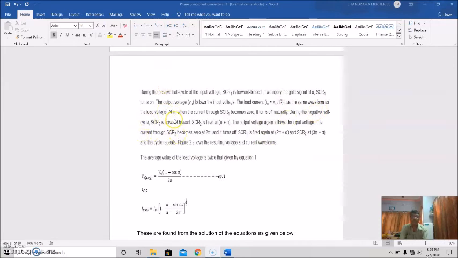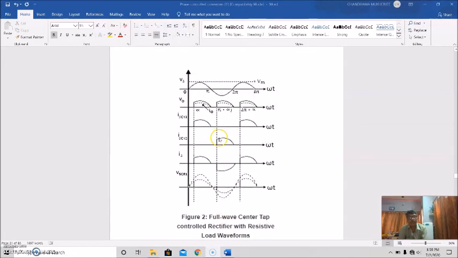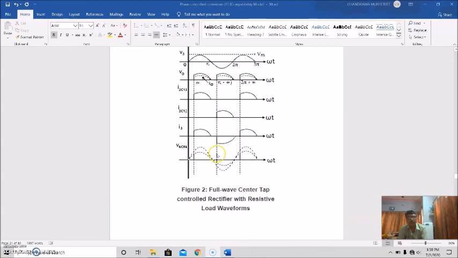That we have discussed. And at pi, when the current through SCR1 becomes 0, it turns off naturally, and during the negative half cycle, SCR2 is forward biased, and SCR2 is fired at angle pi plus alpha. That is shown here. This is pi, and this is pi plus alpha. It is shown here, thyristor 2.